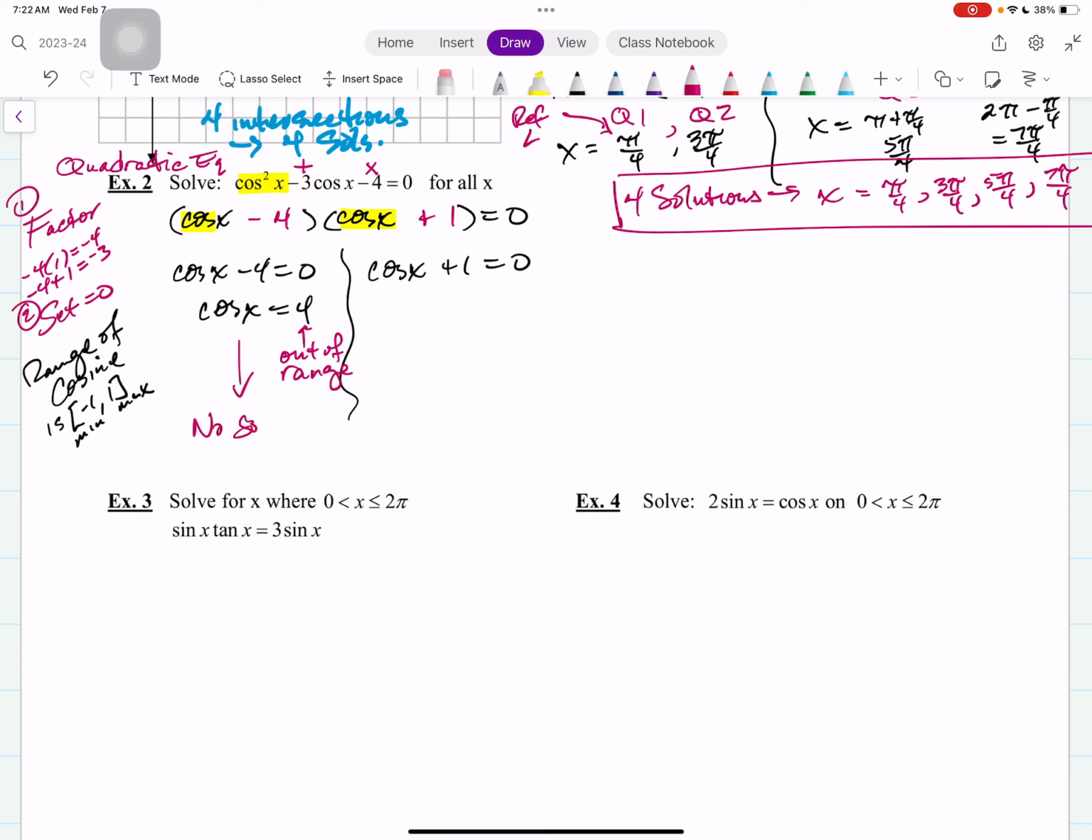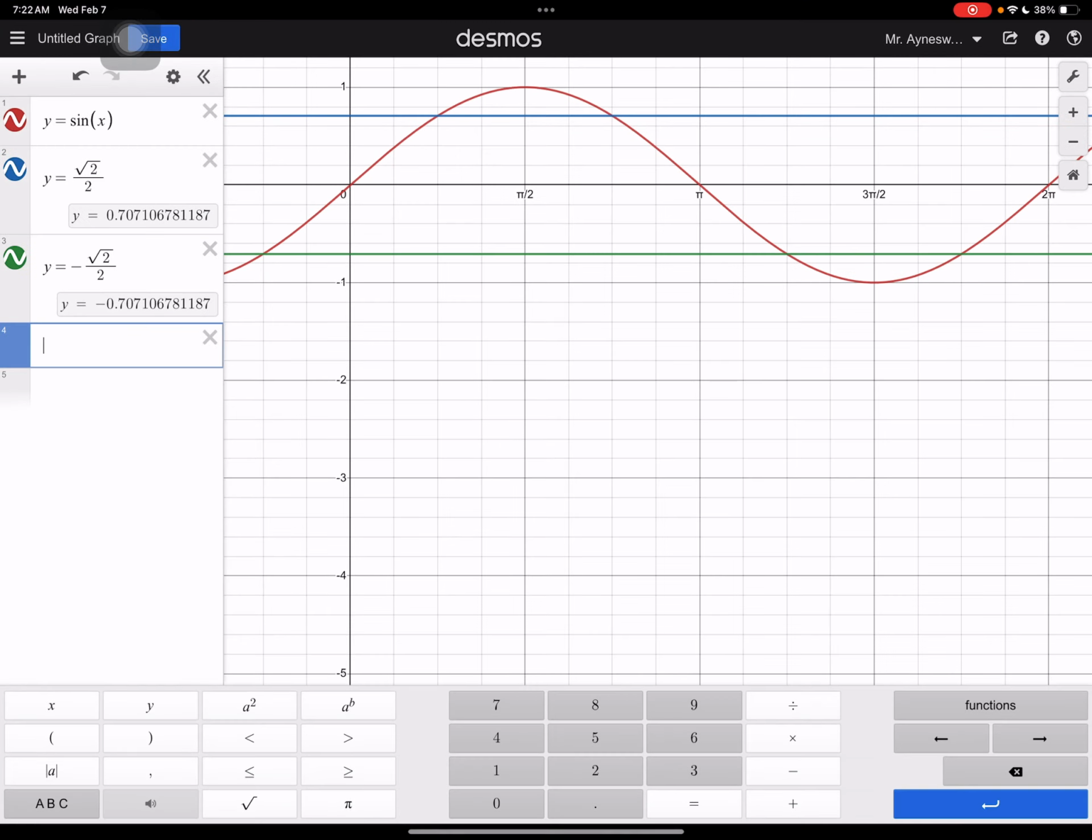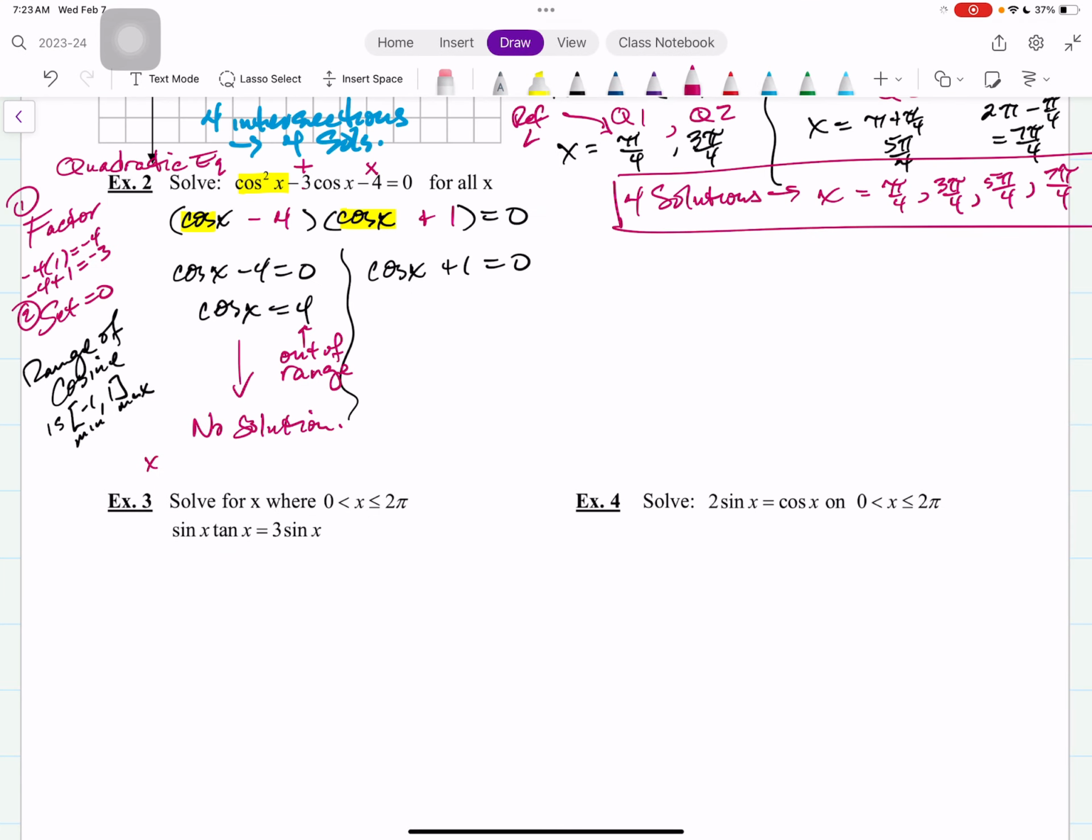Now try it on Desmos here. Inverse cosine of 4, watch this. Just do it for fun right now. If I take the inverse cosine of 4, watch what happens: undefined, because it's out of the range. If you try it here, x equals the inverse cosine of 4, it's undefined because, as I just showed you, it's out of the range. You can only take the inverse cosine of a number between negative 1 and 1. On the other side, there might be a solution.